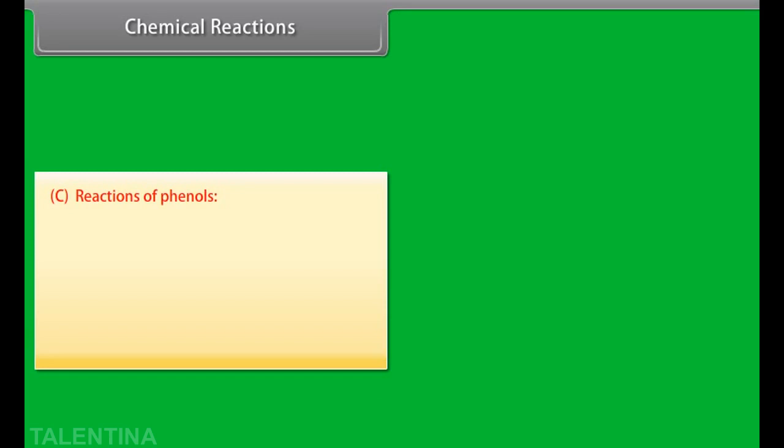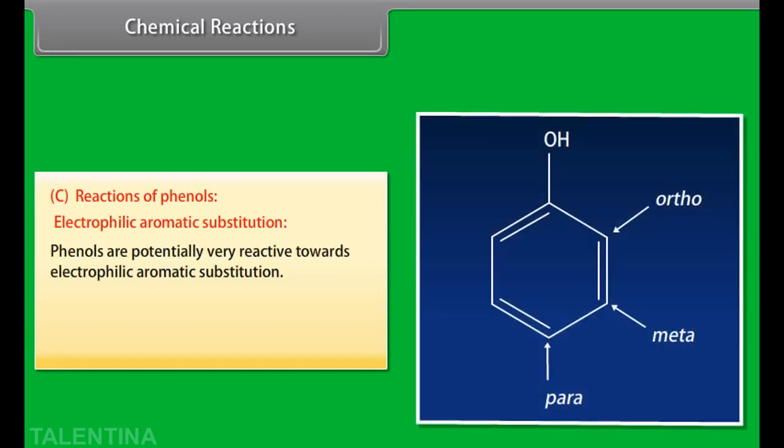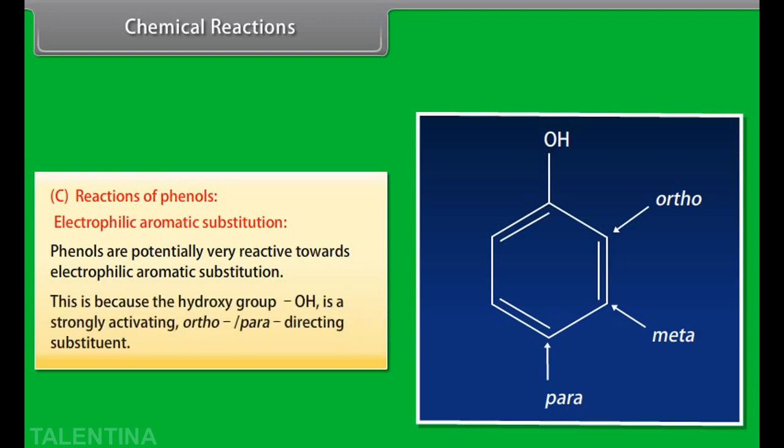Reactions of phenols. Electrophilic aromatic substitution. Phenols are potentially very reactive towards electrophilic aromatic substitution. This is because the hydroxy group is a strongly activating ortho-para-directing substituent.